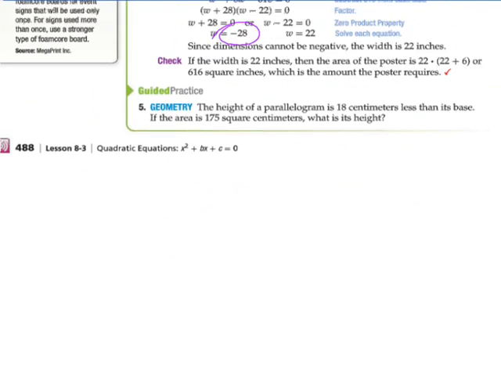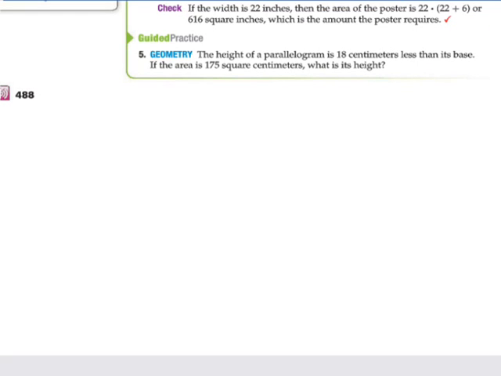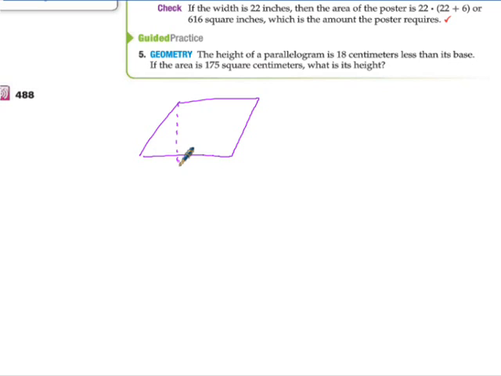I'll show you. These are useful sometimes for us to draw so we can get a better glimpse of what we're talking about. So the height of a parallelogram, let's draw a parallelogram. Beautiful. The height right here is 18 centimeters less than its base. The area for a parallelogram is base times height. So we don't know either. If the height is 18 centimeters less than its base, this is the base. The height is b minus 18. The area is 175. So I'm going to do b times b minus 18 equals 175.